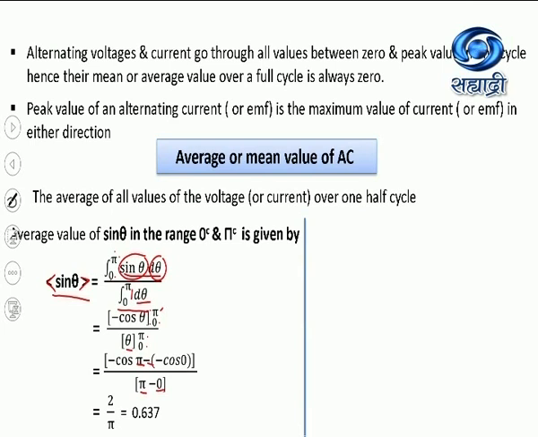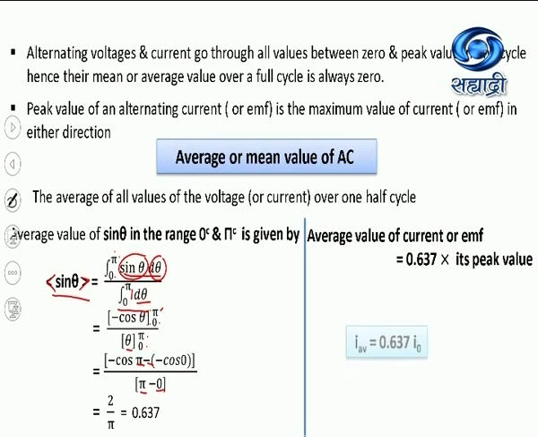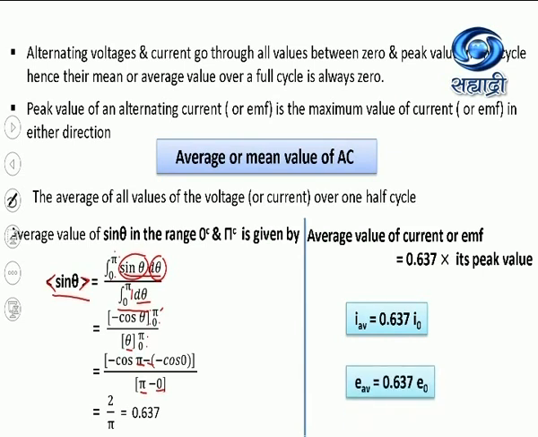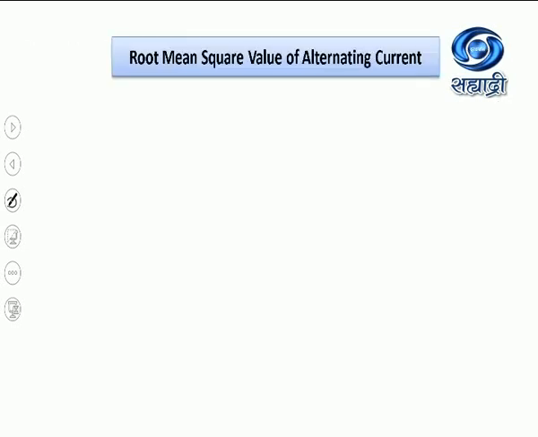With this, you get the average value of sin theta equal to 0.637. So average value of current or EMF is equal to 0.637 times its peak value. So the average value of the current, which is represented by I average, is 0.637 times the peak value of the current, and average value of EMF is 0.637 times the peak value of EMF.